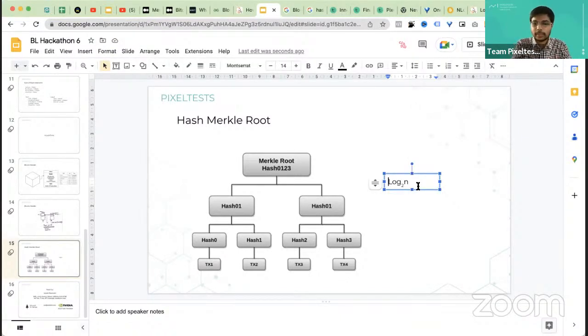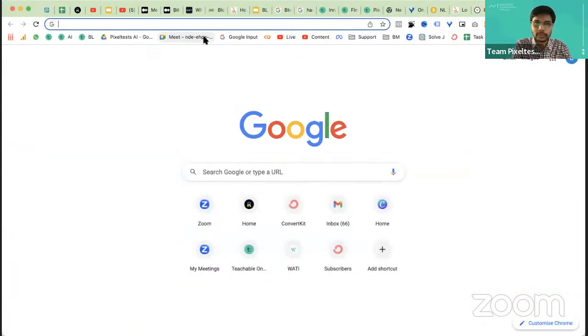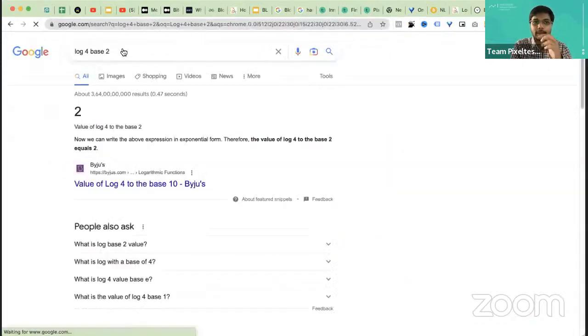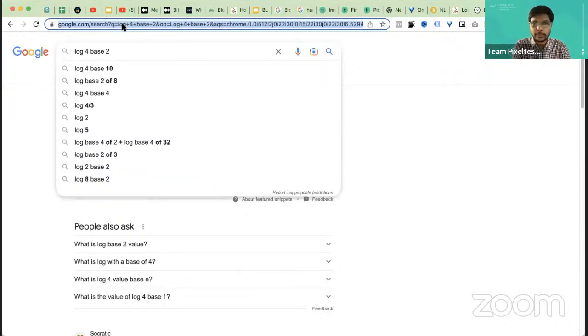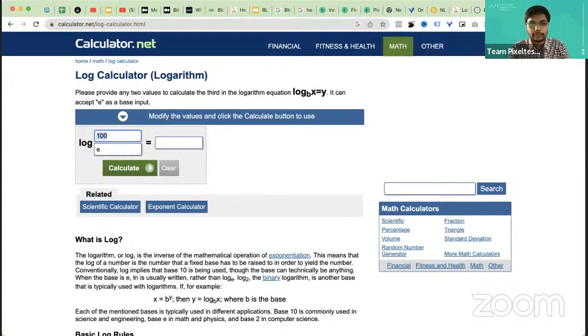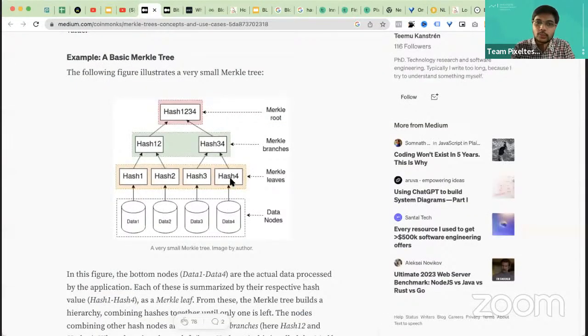So now this is the number of levels: log n base 2. If you understand logs, that is fine, but it is also very easy to calculate. You can go ahead and use a log calculator. So for example, log 4 base 2. When you calculate, you can see it is 2 levels, right? So now if you come to your reference, when you had 4 transactions, you had to go 1 and 2 levels to reach your Merkle root.